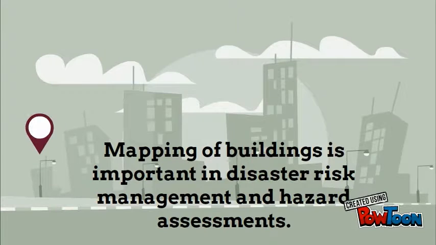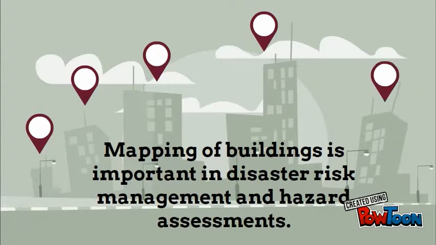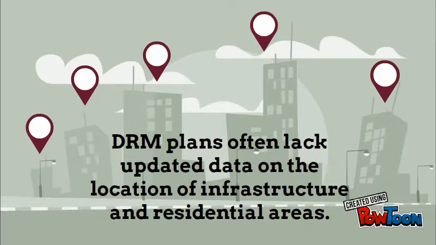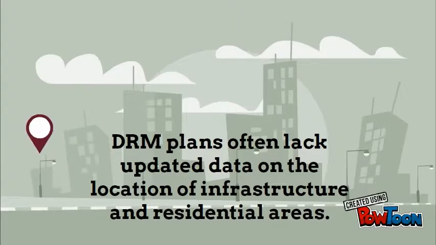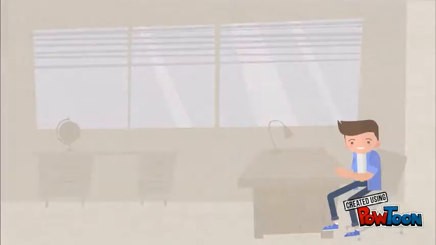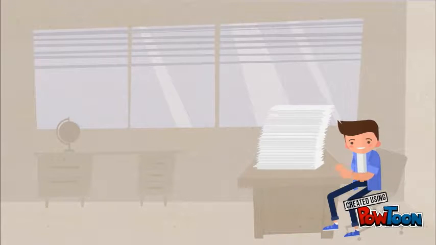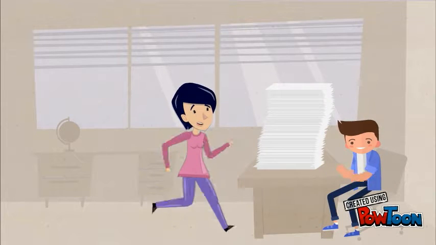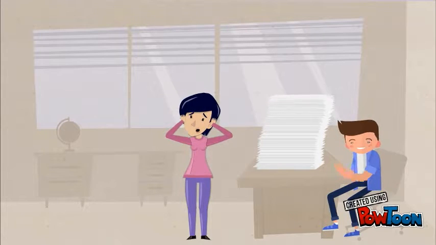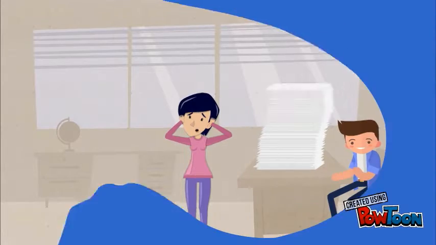Mapping of buildings is important in disaster risk management and hazard assessments. Disaster risk management plans often lack updated data on the location of infrastructure and residential areas. Local offices often store this information in tabular formats on paper without the spatial information. This leads to the lack of an integrative solution in harnessing various spatial data towards disaster risk reduction and management.